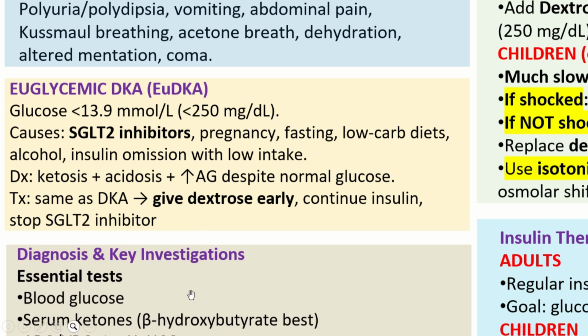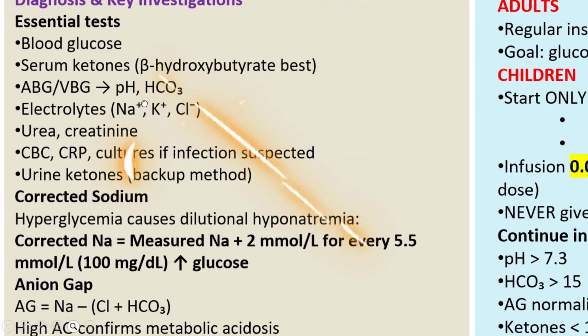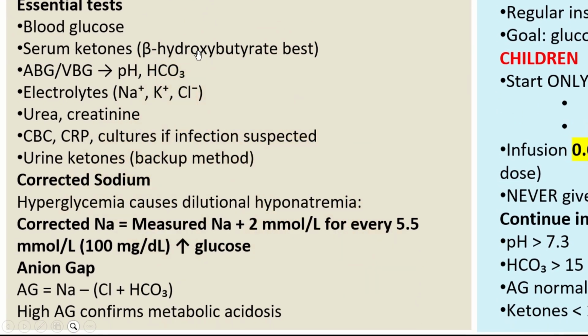So the diagnosis and investigations, you want to do the essential tests. These are going to include the blood glucose, the serum ketones, that is the beta hydroxybutyrate. That's the best ketone you check for. If it's greater than 3 millimoles, then we have that. I want to do arterial blood gases or venous blood gases for the pH and the bicarbonate. Remember, I want a bicarbonate less than 15 for DKA.